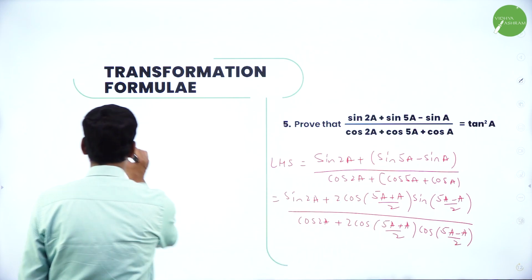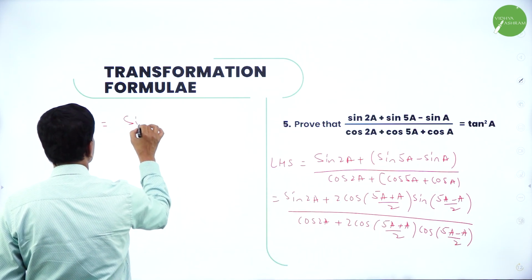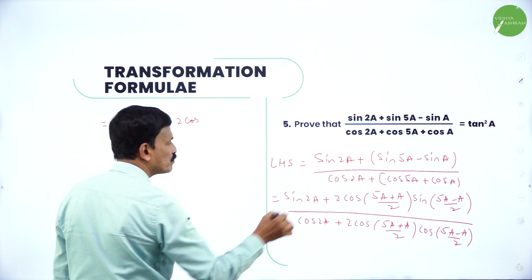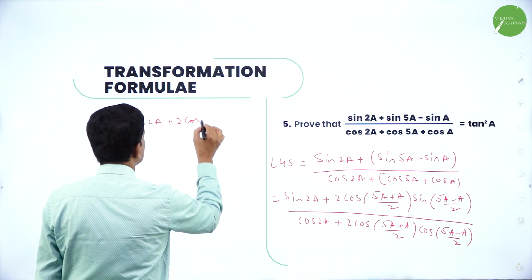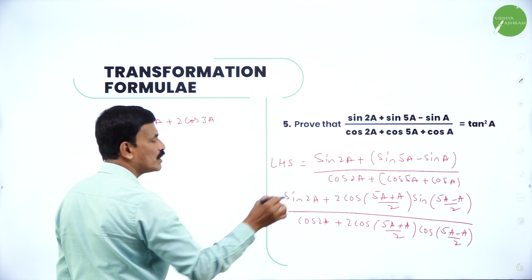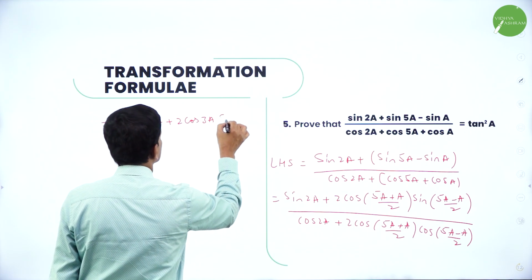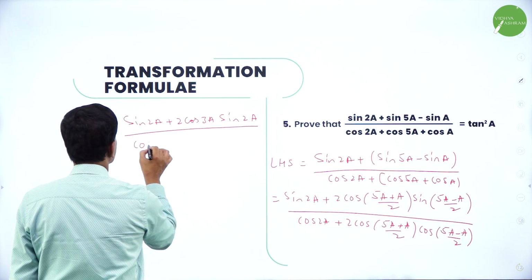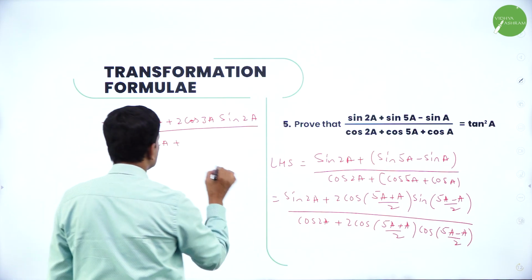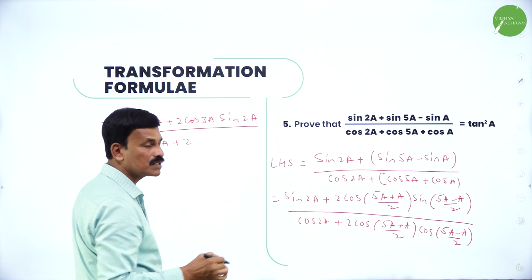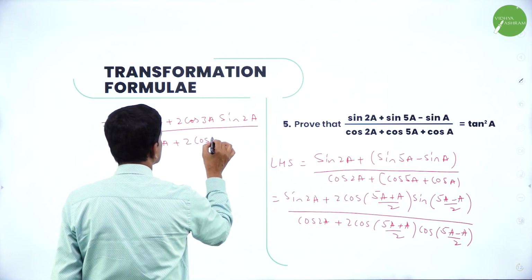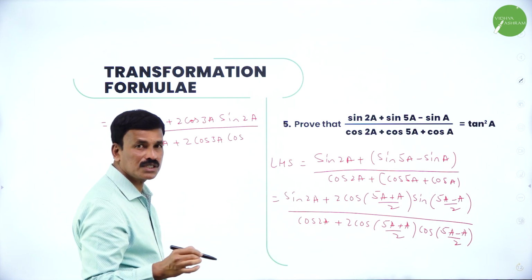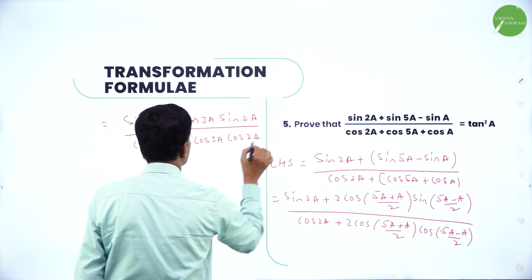Now this is equal to sin 2a as it is plus 2 times cos of 5 plus 1 is 6, 6 by 2 is 3a, into 5 minus 1 is 4, 4 by 2 is 2, into sin 2a, divided by, in the denominator, cos 2a as it is plus 2 times cos 3a into cos 2a. Now you can take the common factor.